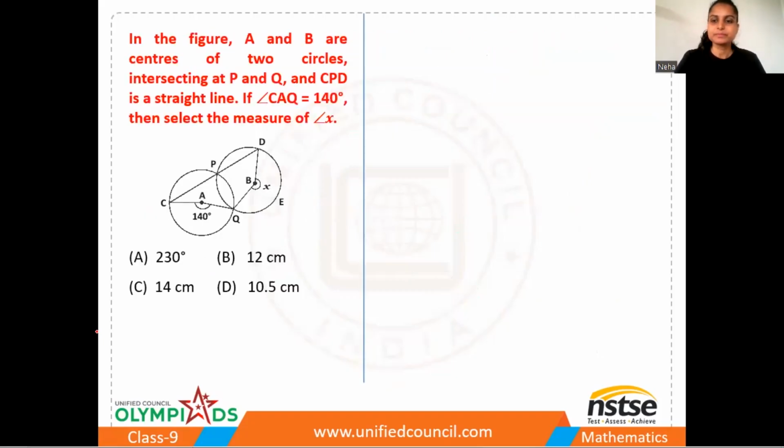Alright, the next one. Here is the next question, students, and the next question is quite interesting because they are talking about circles and questions related to circles. They are always interesting. So in this question they are saying that in the figure A and B are the centers of two circles, right? P and Q are the two intersecting points. Like this is the first circle, this is the second circle, and these two circles are intersecting at 2 points, which are P and Q, right?